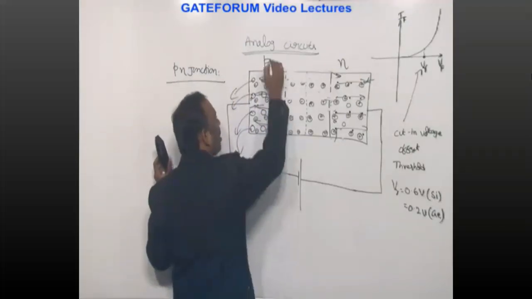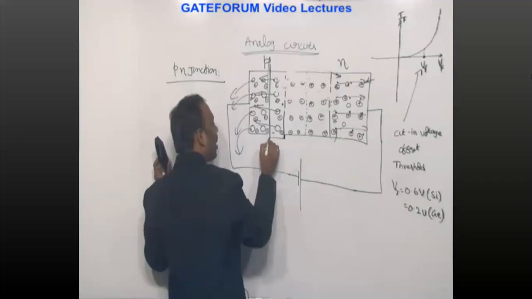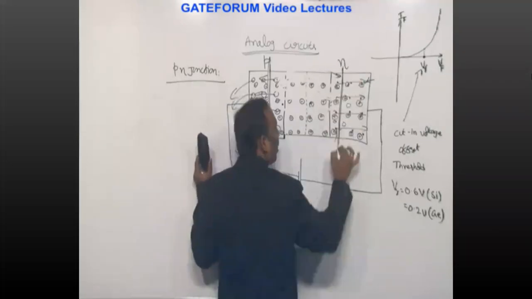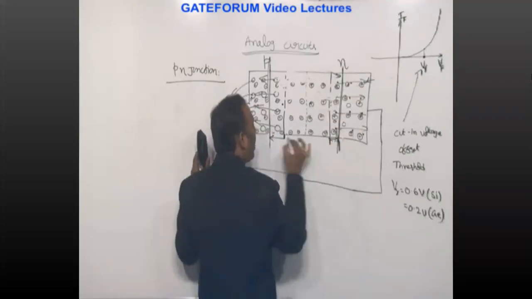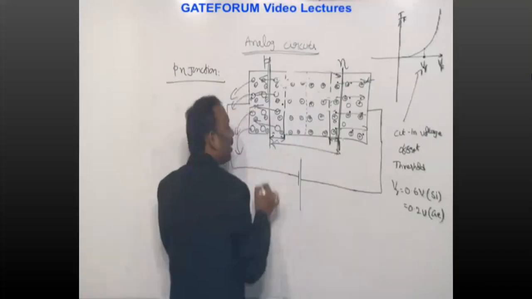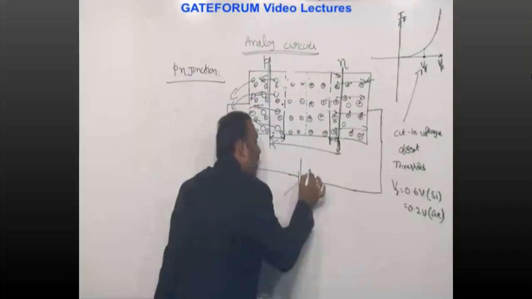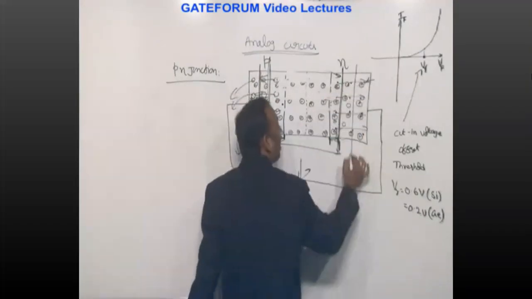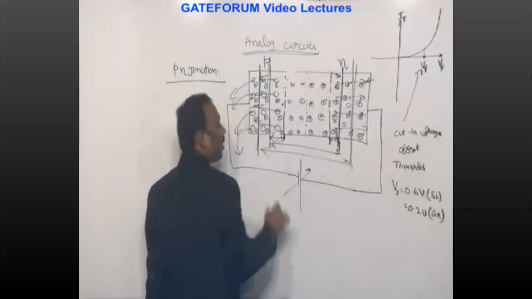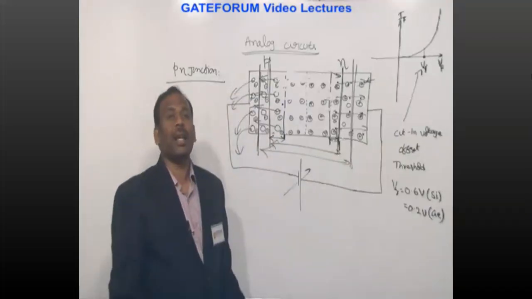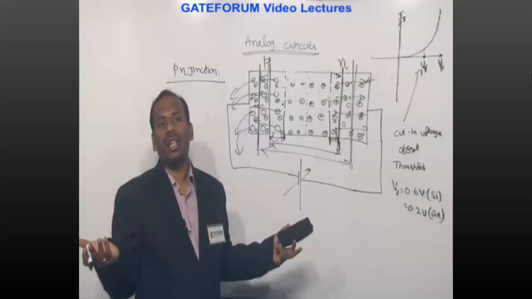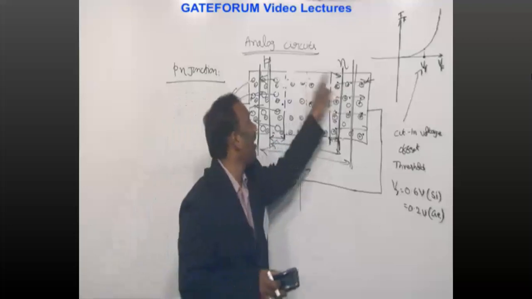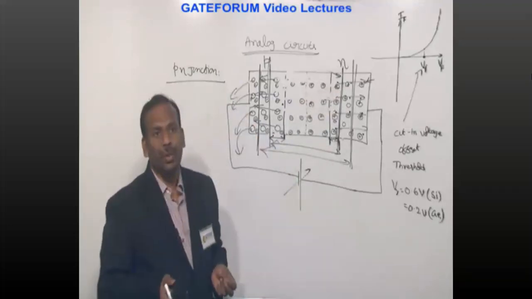Therefore, what is happening to the width of the depletion layer? Previously, till this point was the width of the depletion layer. Now it is increased to this one. Further, these holes also move, therefore the width of the depletion layer increases. So as the reverse voltage goes on increasing, the width of the depletion layer increases. That means holes will not move from here to here, and electrons will not be able to move from here to here. Therefore current is zero.